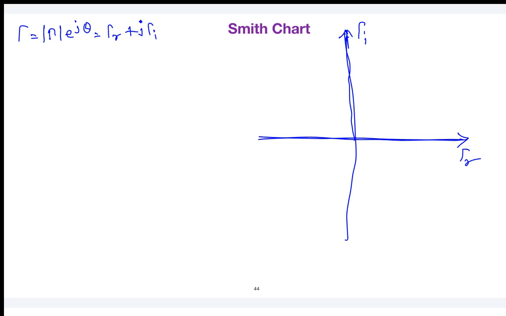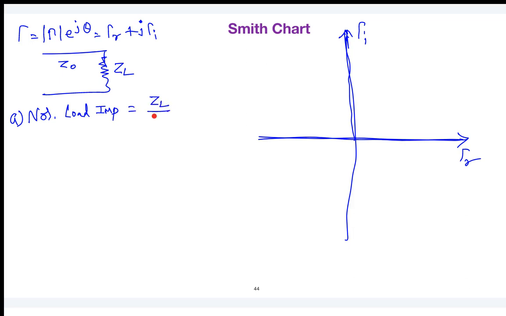First, if you have a transmission line which is terminated with a particular load, in order to proceed with any problem using the Smith chart, the first thing you have to do is normalize the load impedance. What we mean by normalized load impedance is that you just divide the load impedance by the characteristic impedance. This process is called normalization.